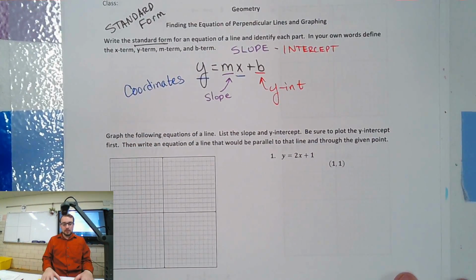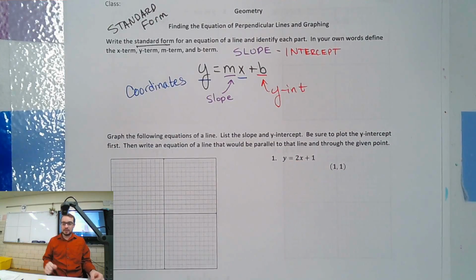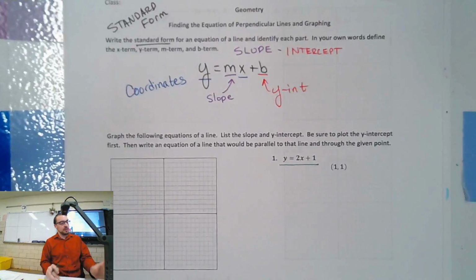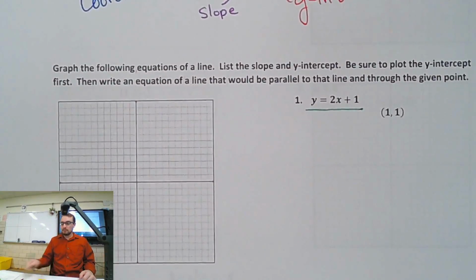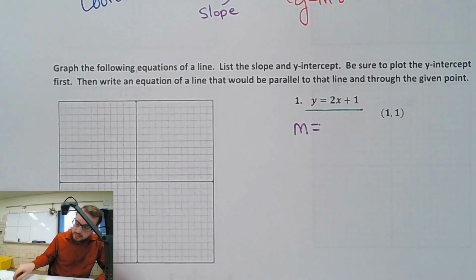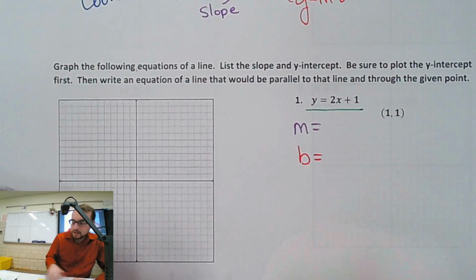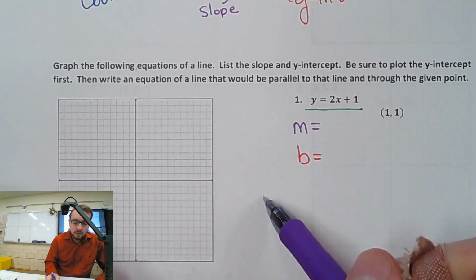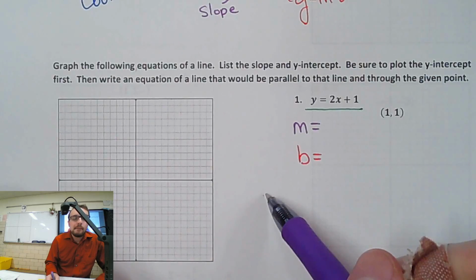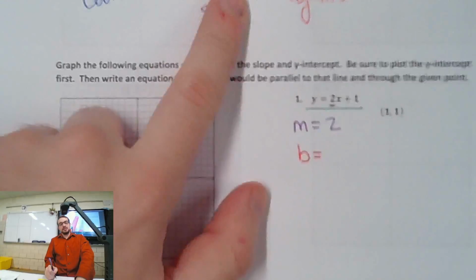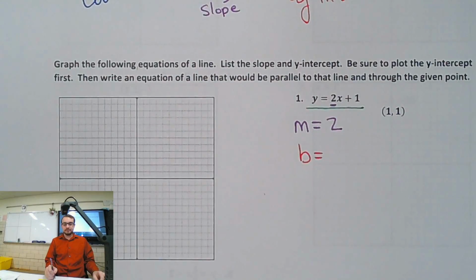It says graph the following equations of a line. So they give you an equation of a line in slope-intercept form. This one right here. So we're going to graph that. Probably the easiest way to do it is to identify both the slope and the Y-intercept. Remember, B is the Y-intercept. If this is in slope-intercept form, what is our slope? 2. This guy right here. Right? It's the number next to the x, m. It's that coefficient.